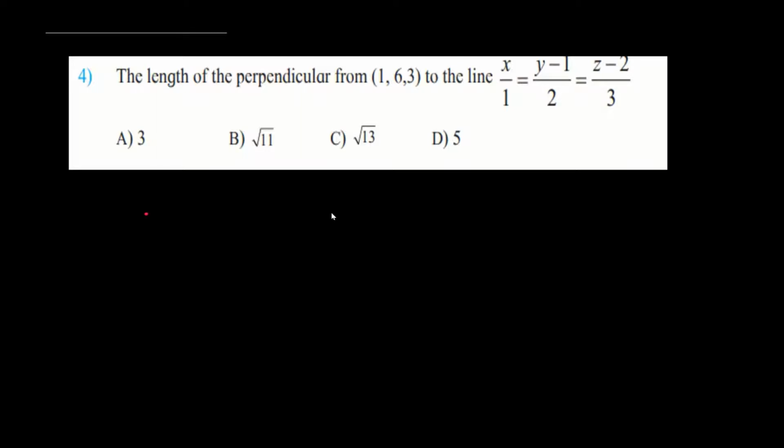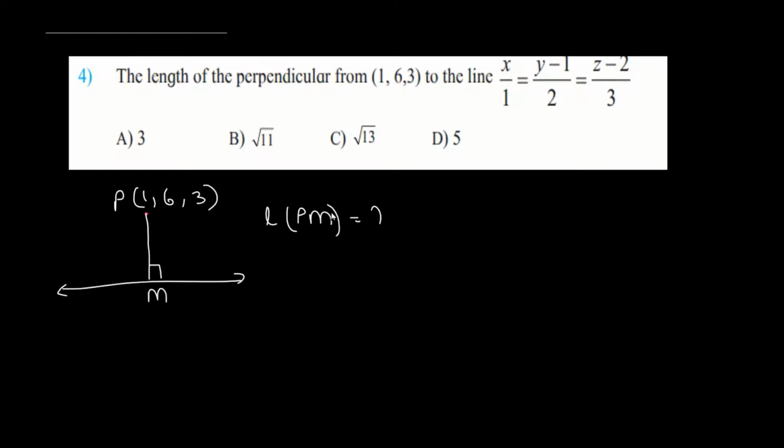So the point is over here, and suppose the point is P (1, 6, 3). From this point we draw a perpendicular to this particular line, whose equation is given to us, and the foot of the perpendicular is M. We want to find out the length PM. That is what they want us to do.